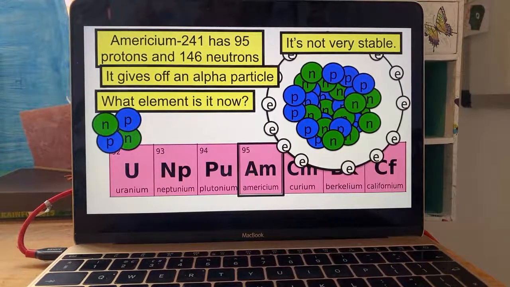What element is it now? Is it the same element or is it a different element? If americium gives off an alpha particle, what element is it? This was confusing people on Facebook yesterday in quite a pleasing way. I don't want you to get everything right straight away. If americium, which has an atomic number of 95, gives off an alpha particle, then what element is it?